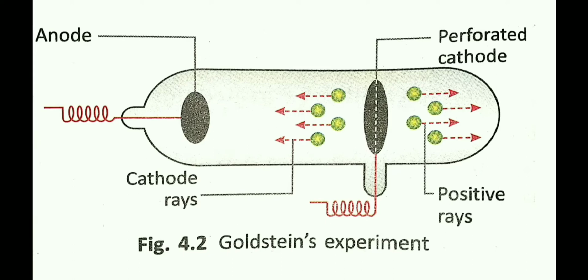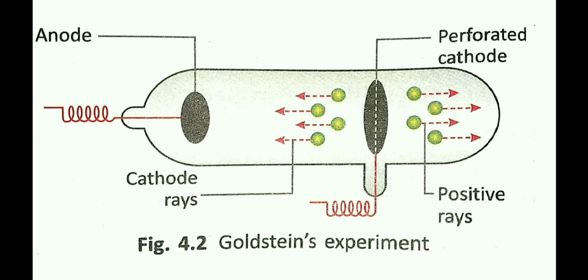What he observed was a faint red glow behind the cathode, and this reddish glow occurred due to the hitting of some rays that traveled in a straight line. These rays were coming from the anode and passing through the perforated cathode, and these rays traveling in a straight line were known as anode rays. These anode rays consisted of positively charged particles, and he named these positively charged particles protons.